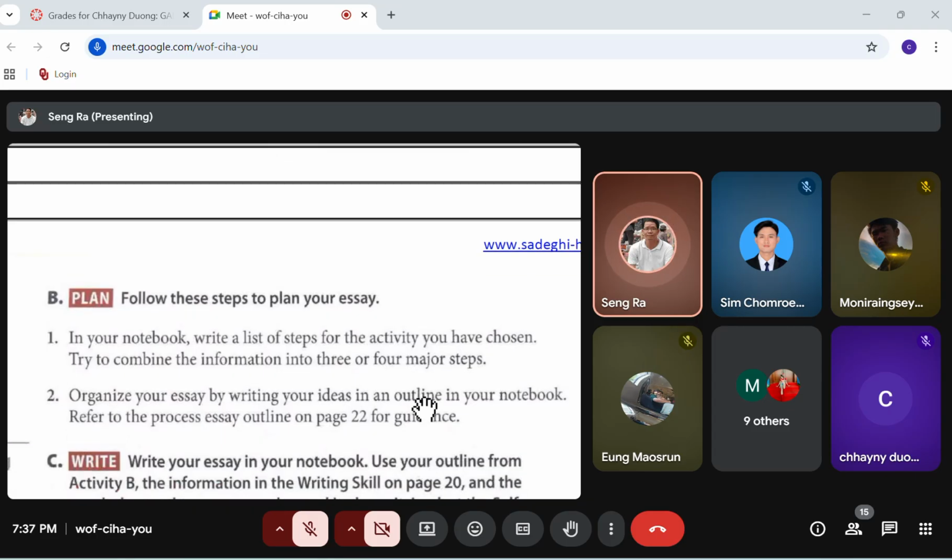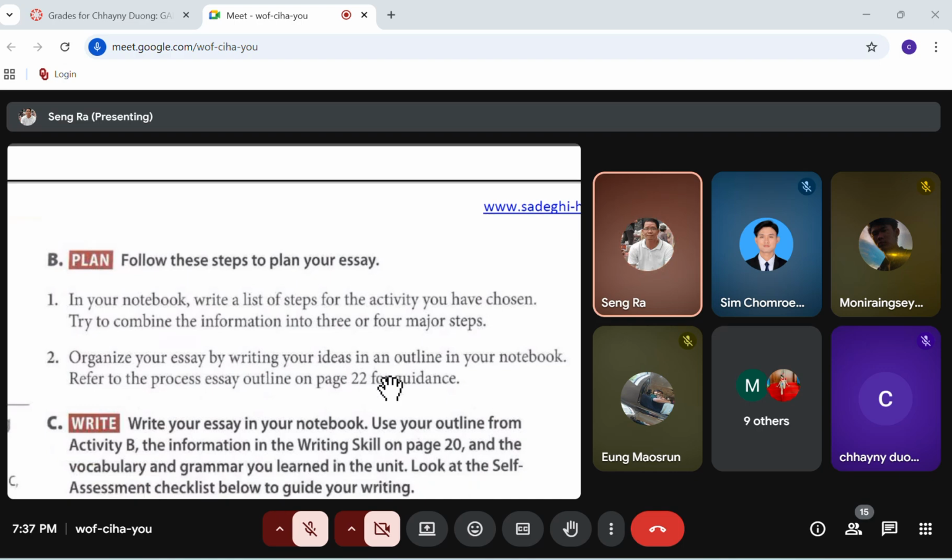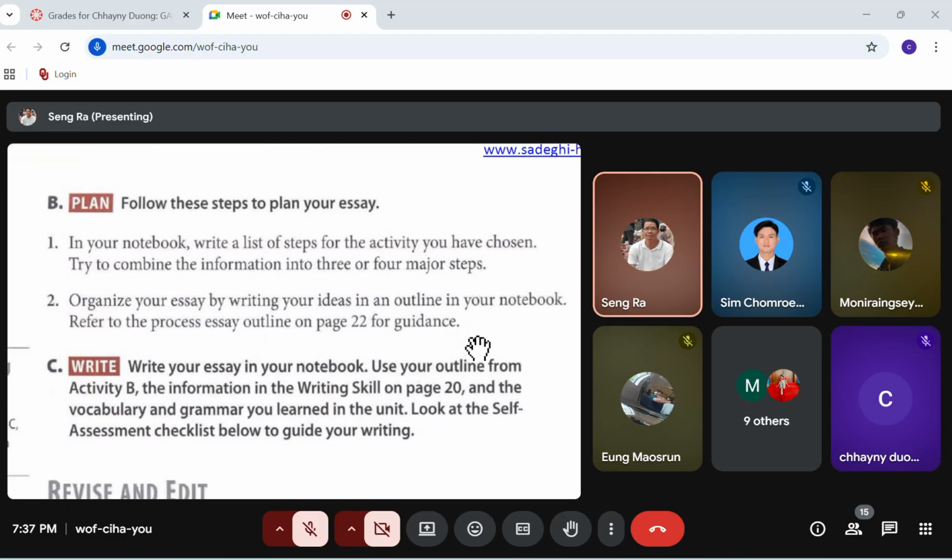And B, follow these steps to plan your essay. In your notebook, you write a list of steps for the activity that you have chosen. Try to combine the information into 3 or 4 major steps. Organize your essay by writing your ideas in an outline in your notebook. Refer to the process essay outline on page 22 for guidance.